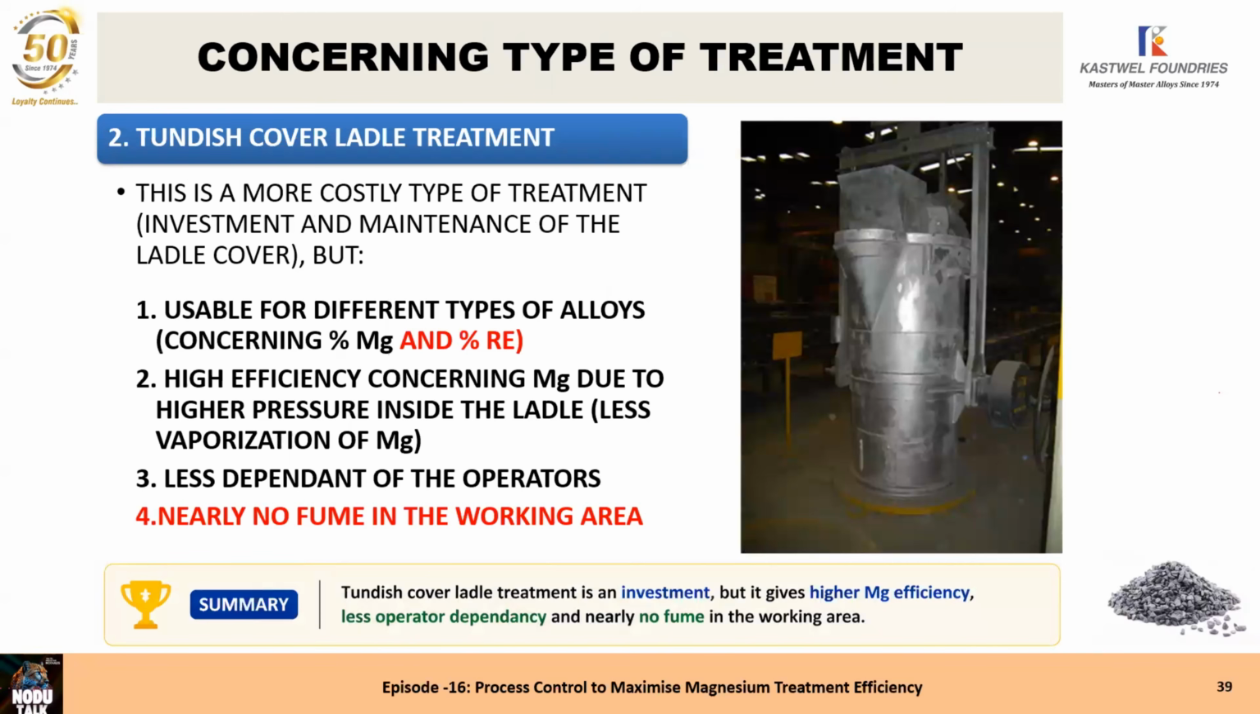The tundish cover ladle method is a more costly type of treatment. Investment is involved, and there is maintenance of the ladle cover, but it is usable for different types of alloys as far as magnesium and the rare earths are concerned.